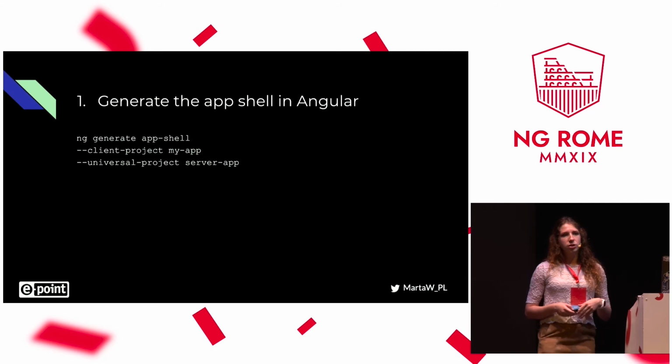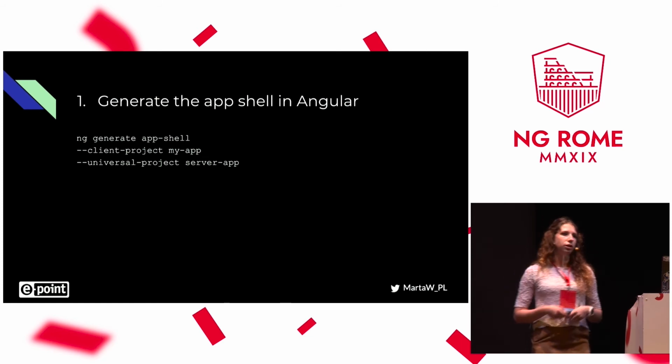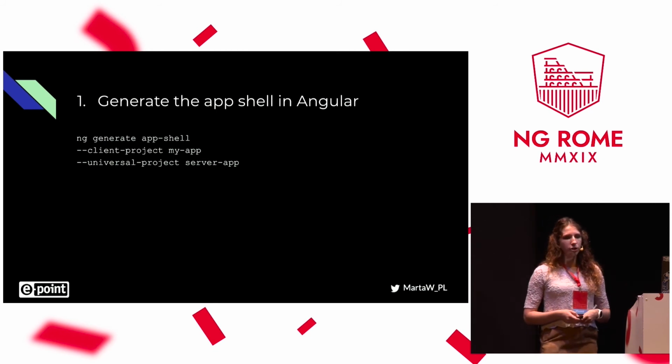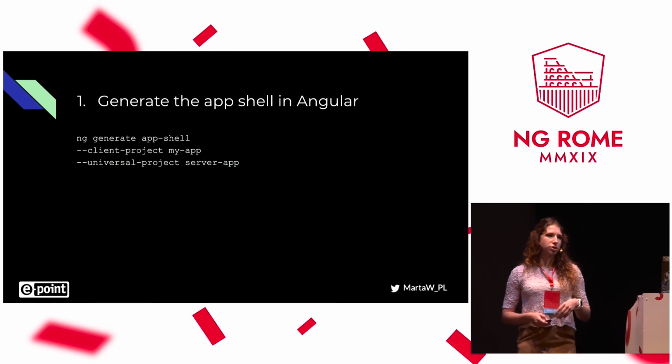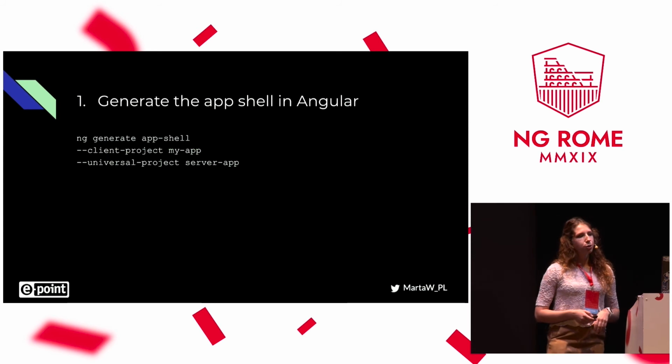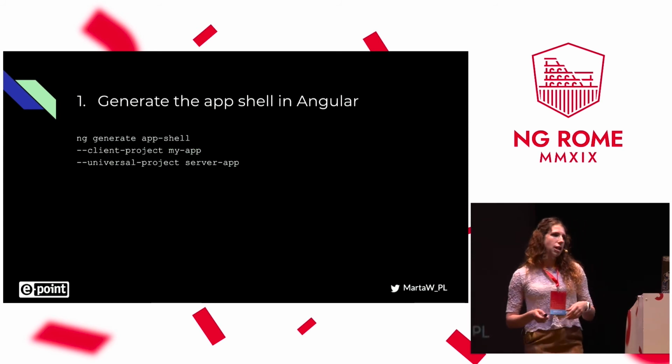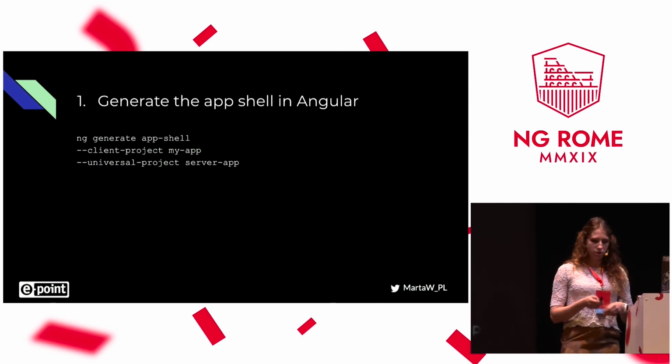And now you can use the CLI to generate the app shell module in Angular. So you need to apply this command, ng generate app-shell, and you need to add two properties. The first one is the client project name, and the second one is the universal project name. So this is just the name of the universal project, or just the server of your app.